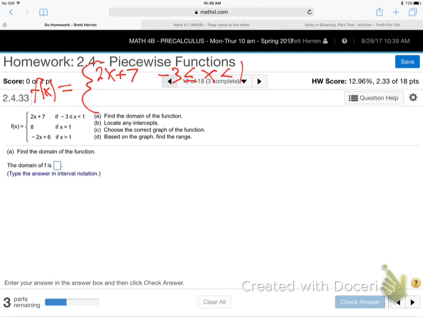Things just like them. So, okay, we have 2x plus 7 for that one, and then 8 for x is 1, and then minus 2x plus 6 for x greater than 1. Okay. So there we go. Give that a try. So to draw a big graph, break it up, where it needs to be broken up.